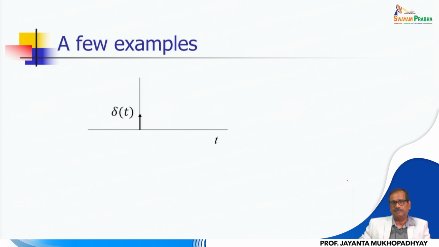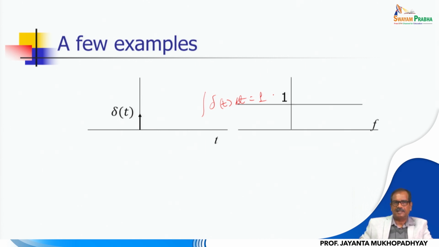So, it is infinite, but if you take the integration, this becomes equal to 1. So, the impulse is infinite, but the total amount of area under that impulse should be equal to 1. So, that is the interesting part.